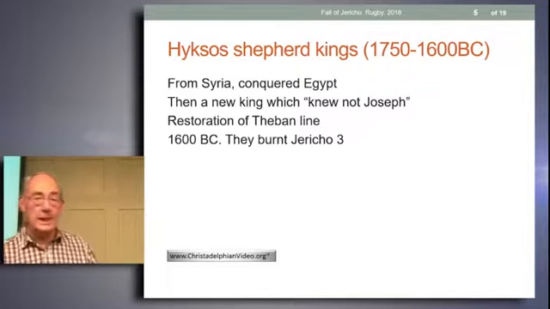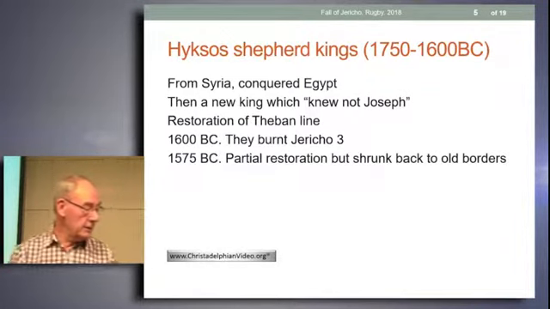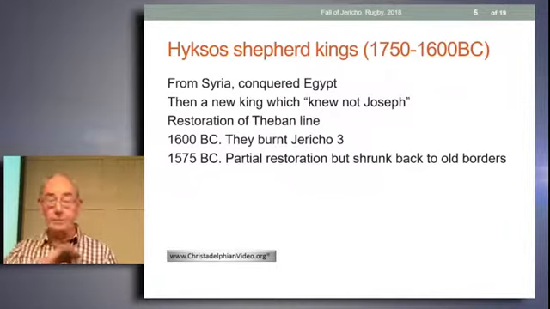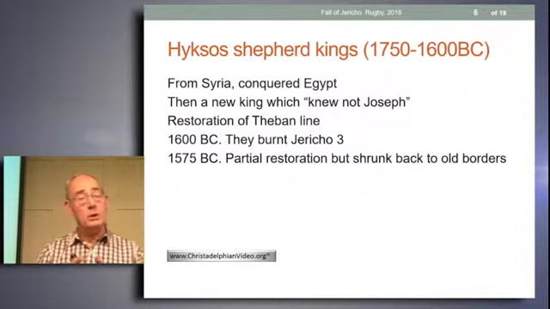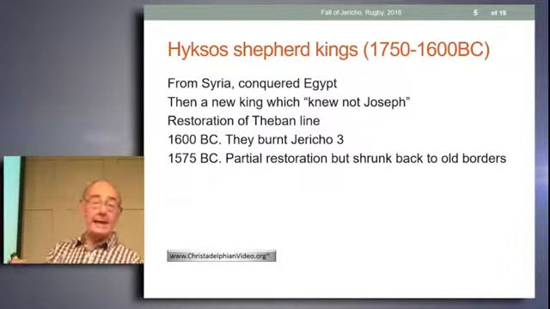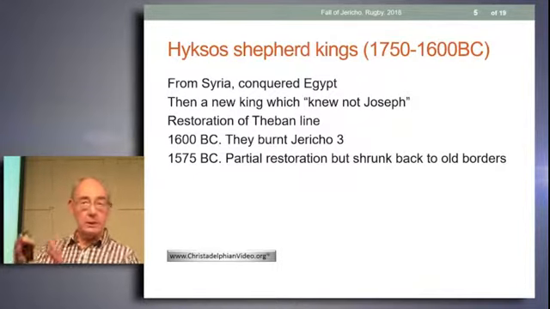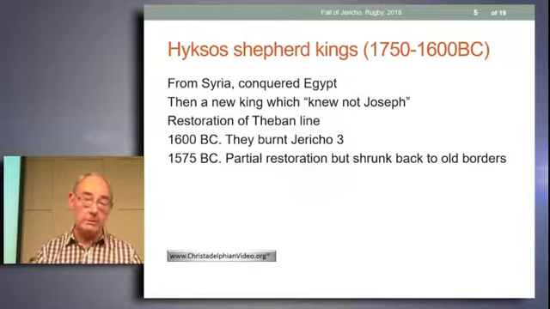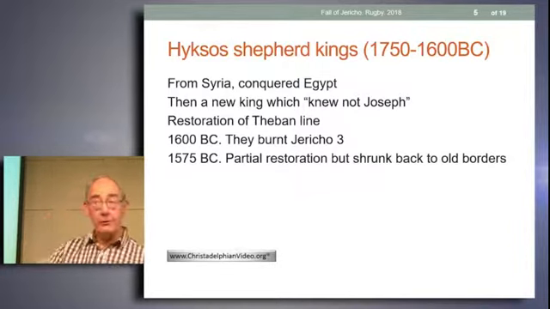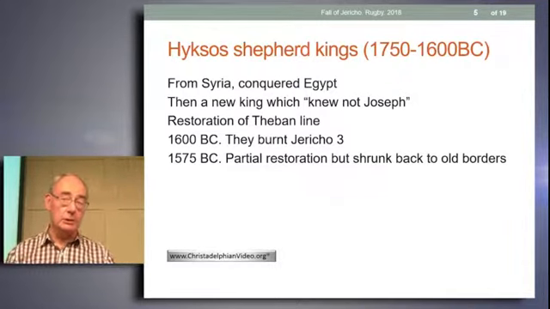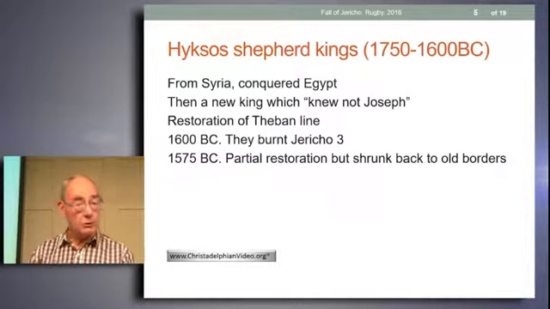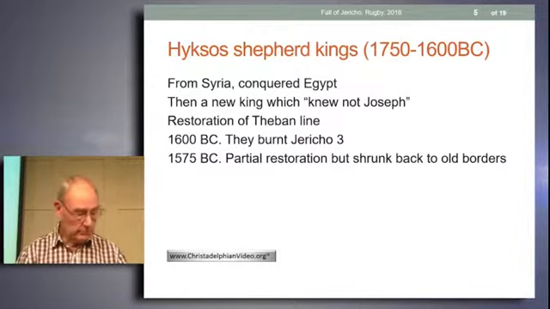However, 25 years later, in 1575 BC, it was partially restored by the Egyptians. And now, remember, at this time, the Egyptians actually conquered quite a lot of land to their east, right up into what was then Canaan, Palestine or Israel, and further north than that. So the Egyptians were in control at that time, and so they had control of Jericho.